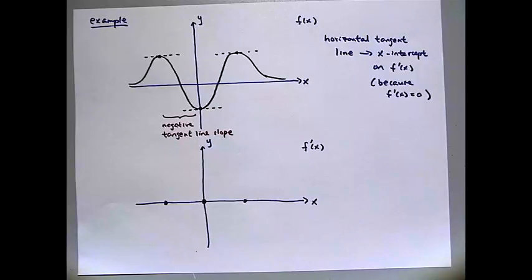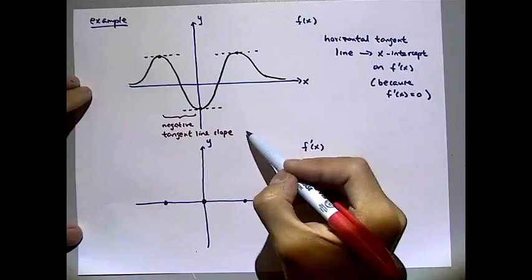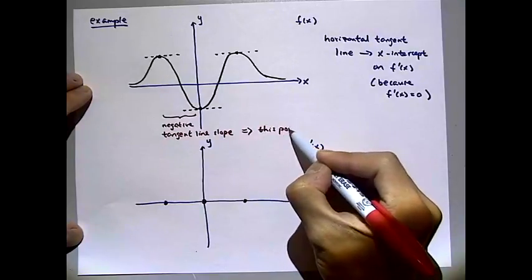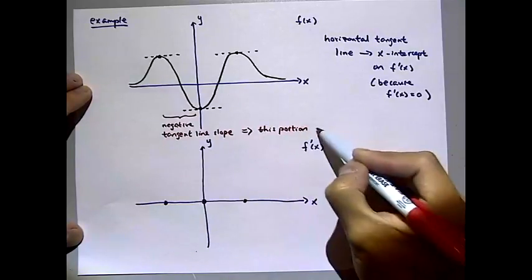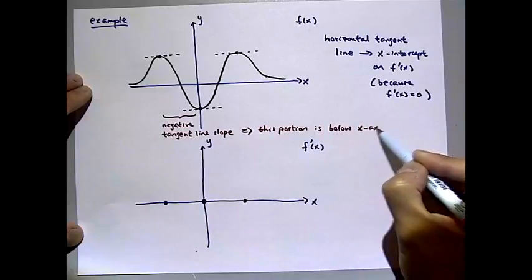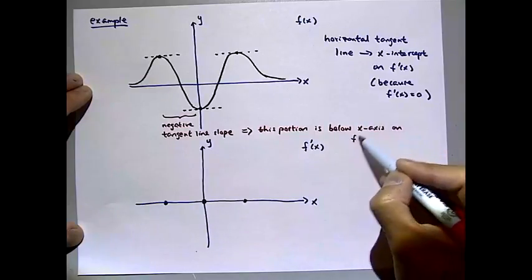Does that make sense? Okay, let me write that down too. So this means this portion is below the x-axis on the f prime graph.